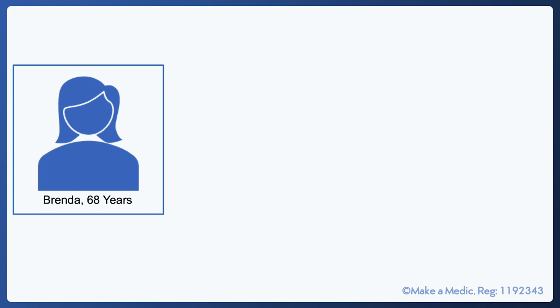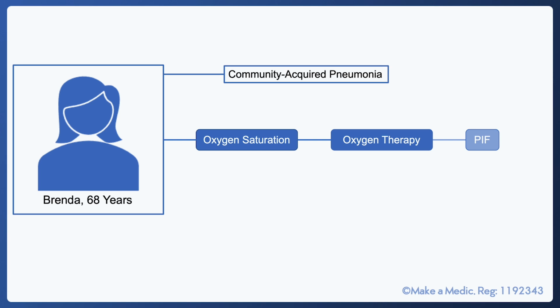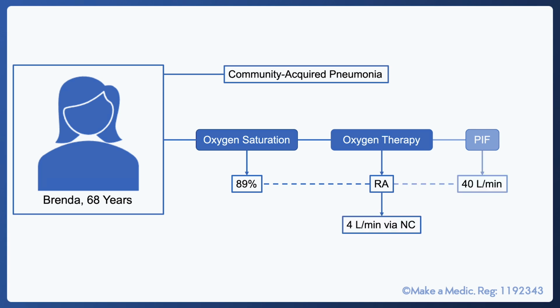Here we have Brenda, a 68-year-old woman with a community-acquired pneumonia. To begin with, her oxygen saturation is 89% on room air, and she is working hard to breathe, with a peak inspiratory flow rate of 40 litres per minute. She's then started on 4 litres per minute via a nasal cannula, which brings her oxygen saturations up to 96%, and she begins to breathe more comfortably with a peak inspiratory flow rate of 20 litres per minute.